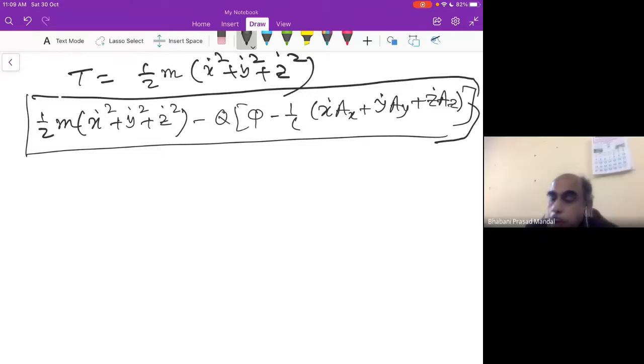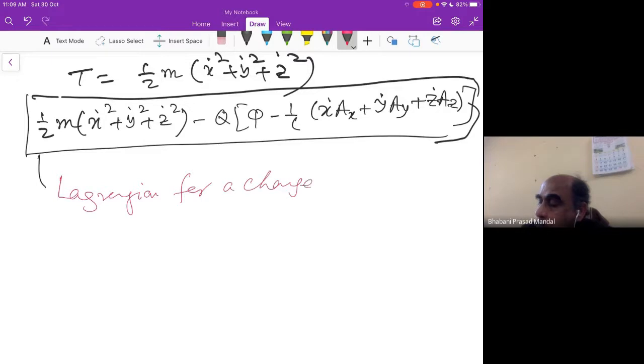Okay, so we have seen that Lagrangian, this is the Lagrangian for a charged particle in the EM field.